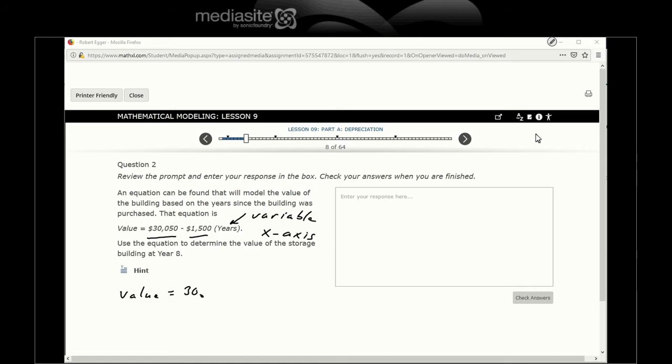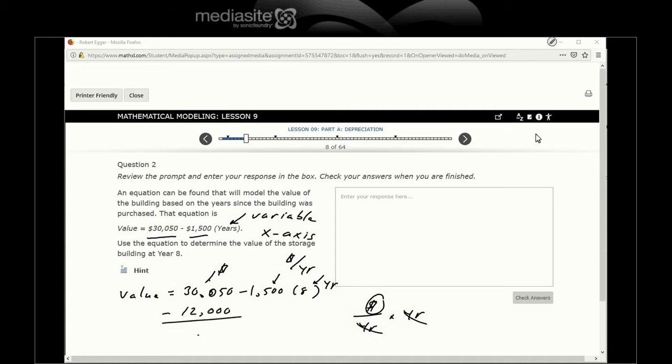Value: $30,050 minus $1,500. So this is dollars per year. This is dollars. This is years. So when I look at that $1,500 times how much time, we're left with dollars. So what's 1,500 times 8? Now let's see. 500 times 8 is 4,000, plus 8 is $12,000. So it looks like it should be 18,050. Remember, eyeballing the graph, I think it was 17,500, if I remember correctly. So they were close. So enter your response.